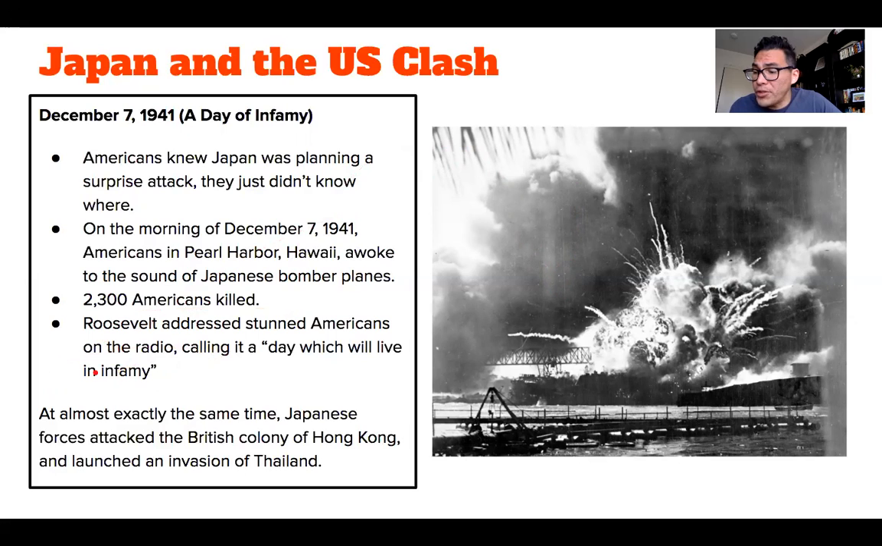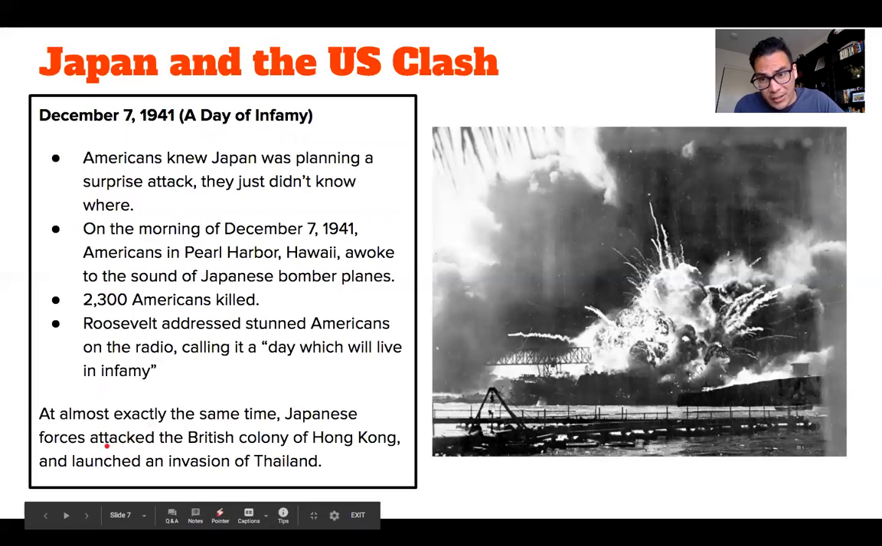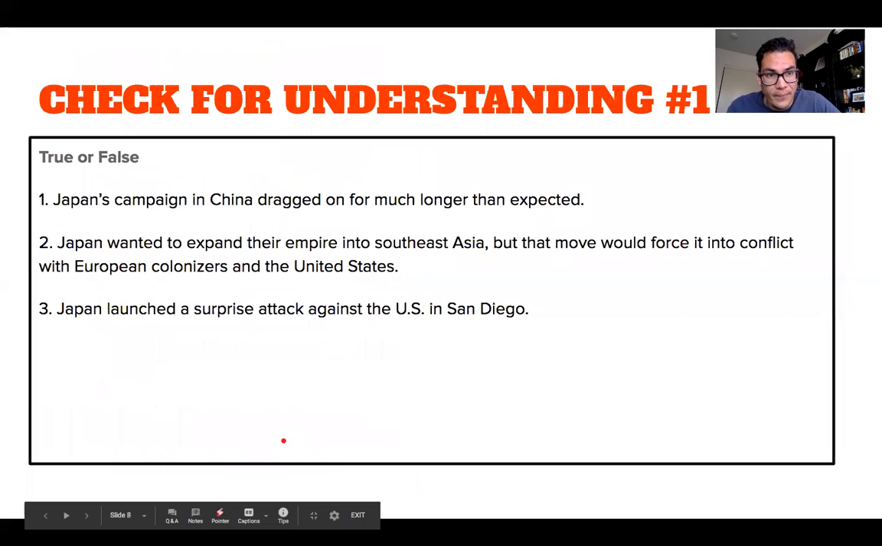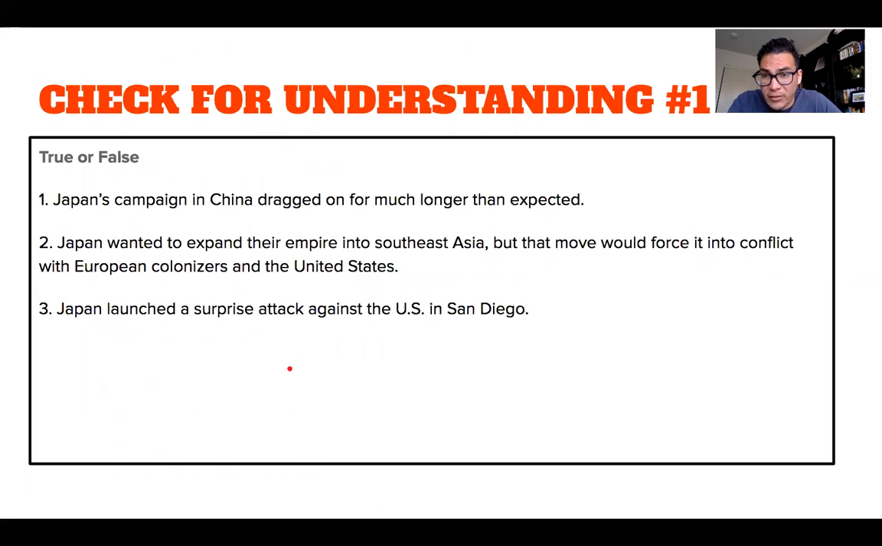It's also important in world history to understand that at almost exactly the same time, to the minute, Japanese forces also attacked. It wasn't just Pearl Harbor. It wasn't just the US that was attacked. They attacked the British colony of Hong Kong, and they also launched an invasion of Thailand. So that's Japan's plan. They are suddenly attacking American and British forces to try to land that devastating blow.